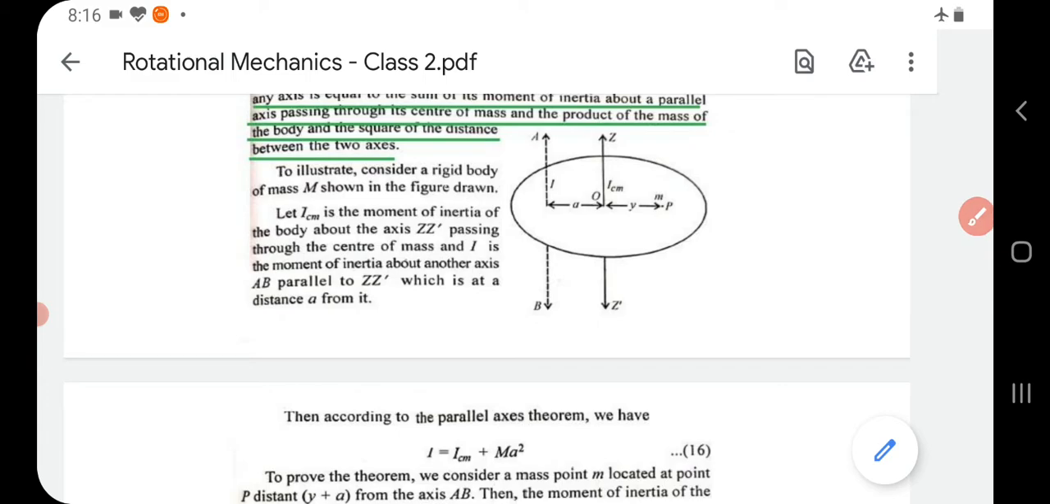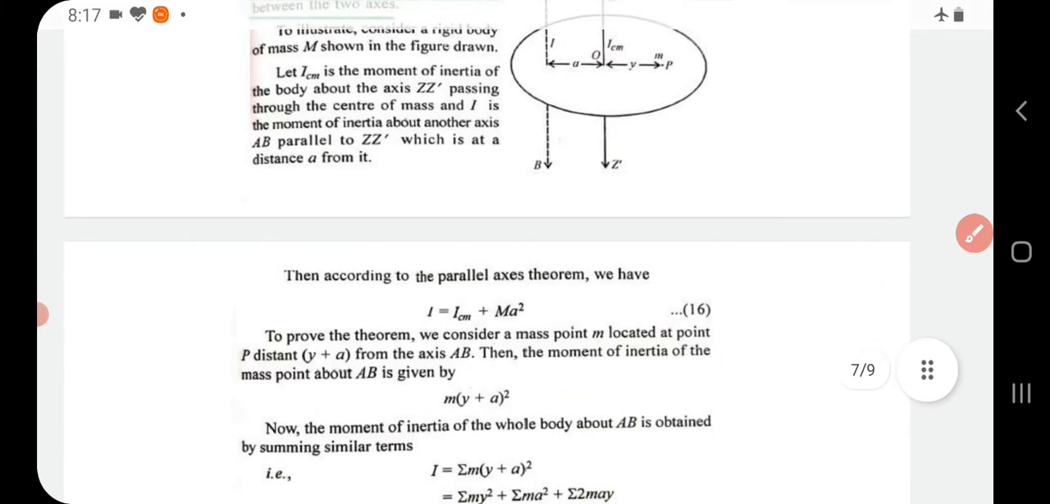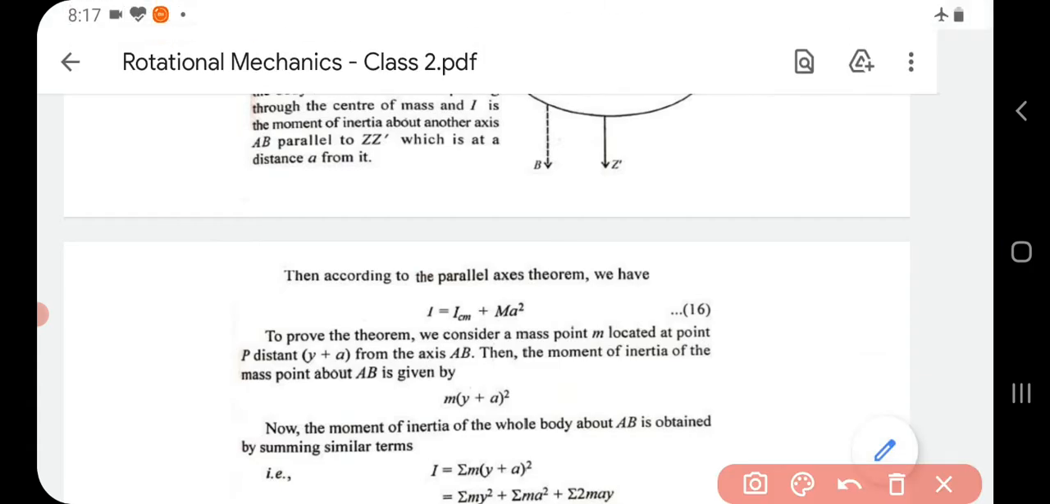One is ZZ dash passing through the center of mass and the other is an axis AB parallel to ZZ dash. Let I_CM be the moment of inertia about ZZ dash. Let I be the moment of inertia about AB. Now these two axes, that is AB and ZZ dash, are separated by a distance small letter a. Everything is clear from this figure. Then according to the parallel axis theorem, as per the statement that I wrote just now, now we are going to prove this.